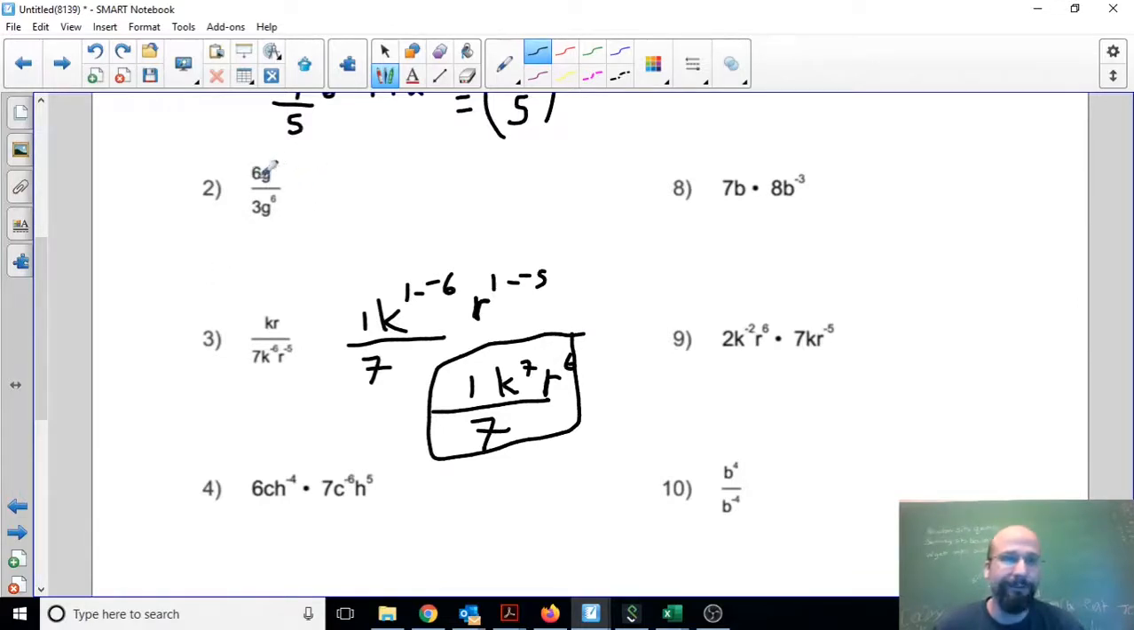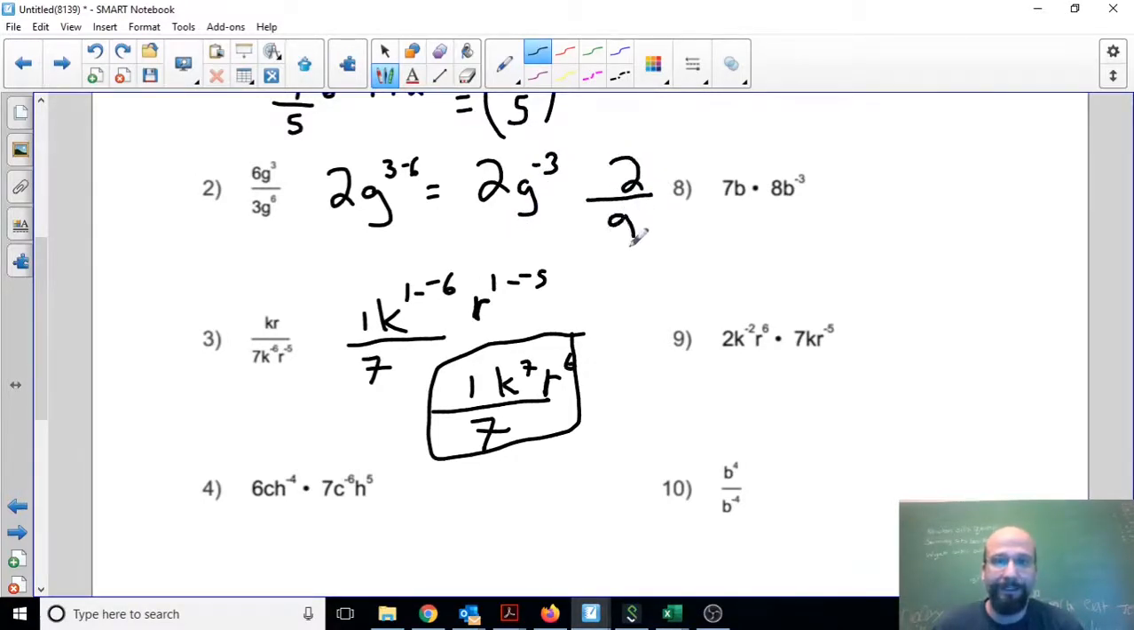On a question like number 2, 6 divided by 3, just numbers, that's 2. And then you have g to the 3 minus 6, which is 2g to the negative 3. This g to the negative 3 can't be negative, so we have to move it to the bottom. Again, we're not moving the 2. The 2 stays at the top. And this will be our final answer.